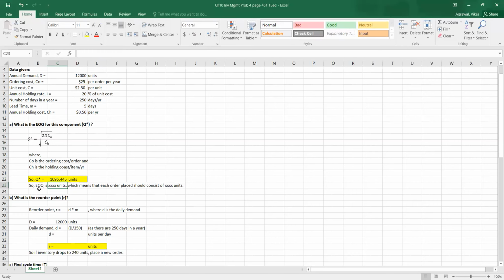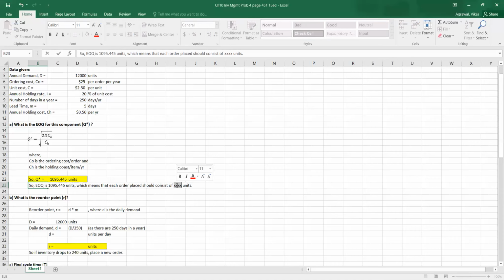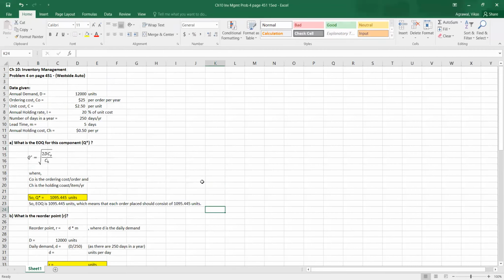1095.445 units. So every time you're going to place an order, you're going to place an order for 1095.44 units. So that's going to be my answer here. The economic order quantity is 1095.445 units, which means that each order placed should consist of 1095.445 units.